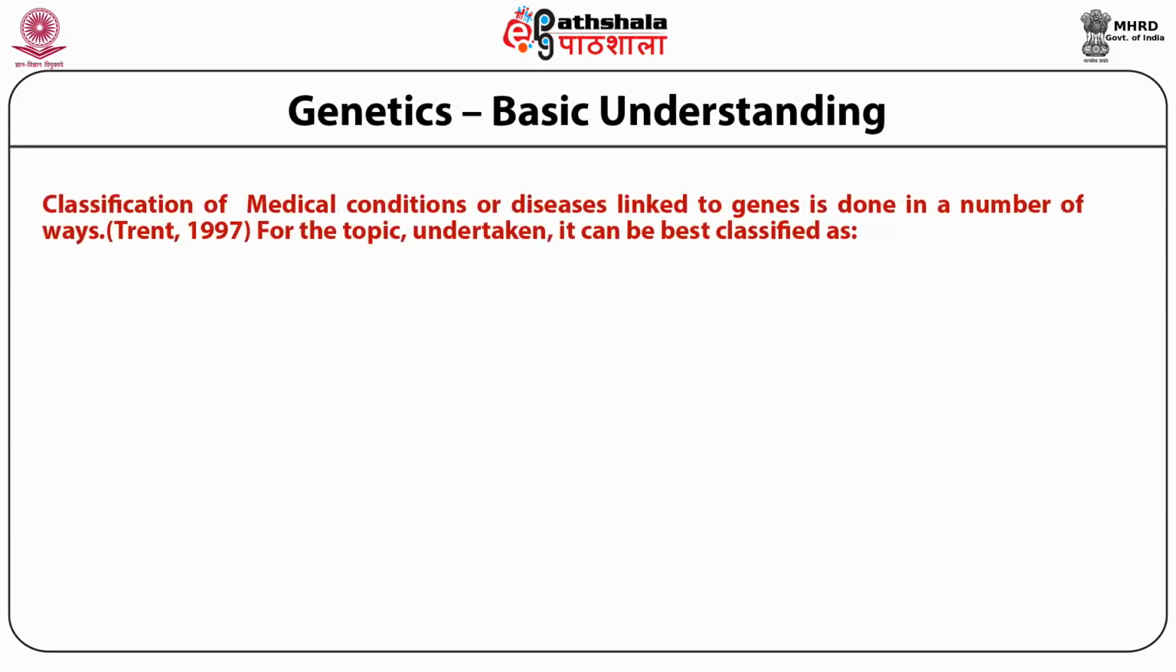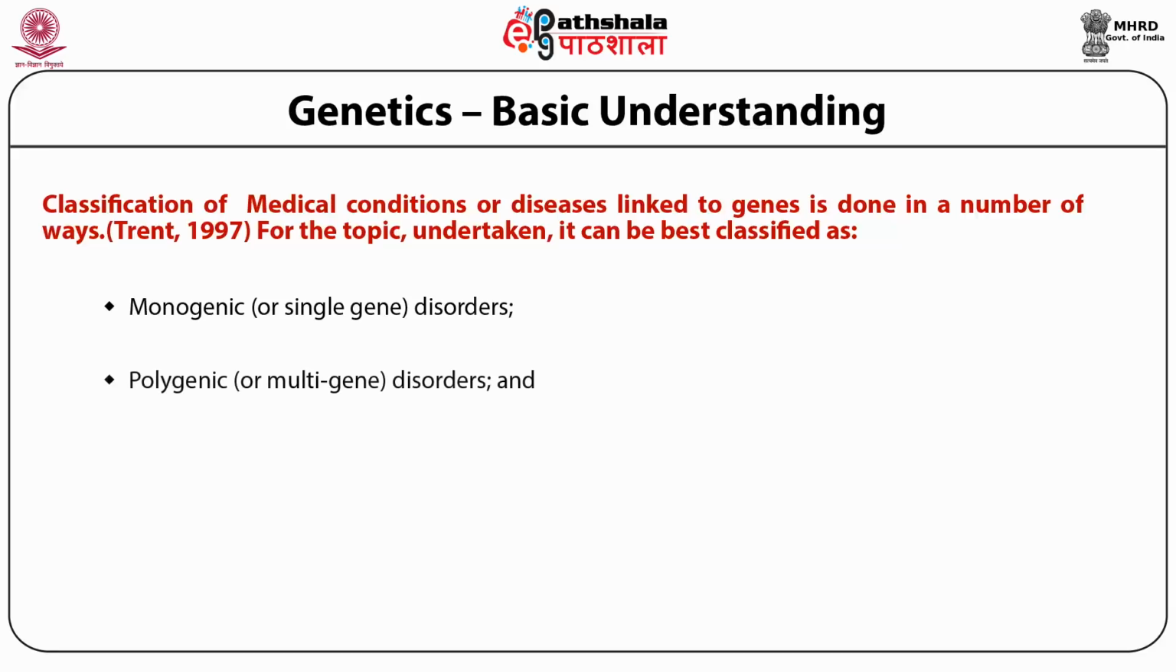Classification of genetic disorders is done in a number of ways, as explained by Trent in 1997. For the topic undertaken, it can be classified as the first, monogenic, that is single gene disorders, the second, polygenic or multi-gene disorders, and the third one is multifactorial disorders.